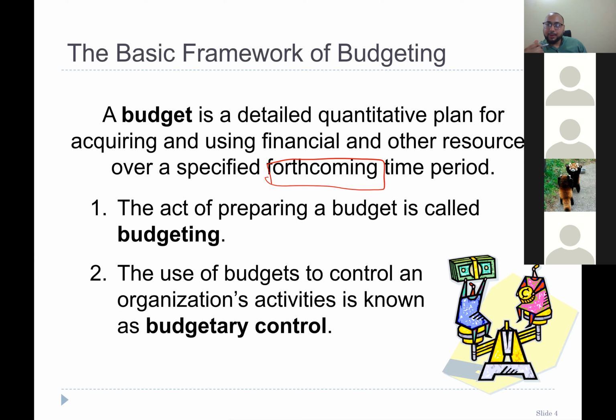So the act of preparing the budget is called budgeting. It means the process of forecasting and preparing these forms and tabular statements, we call that budgeting. The use of budgets to control an organization's activities is known as budgetary control.